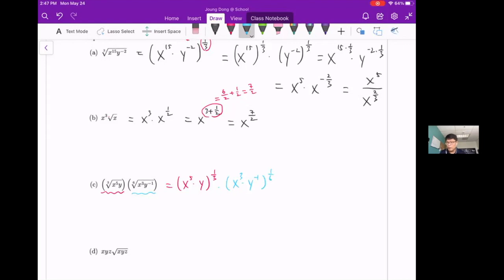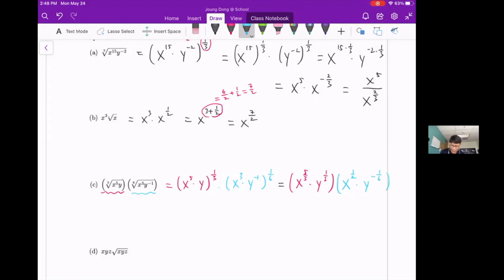And as we did in the previous problem, we're going to distribute the exponent because the inside of the parentheses is product form, okay? So for the first one, let me keep using the red one. It is x to the 5 times 1/3, which is 5 over 3. And the second term, y to the 1 times 1/3, which is y to the 1/3. That's it. For the second parenthesis, x to the 3 times 1/6, which is 1/2, right? And y to the minus 1 times 1/6, which is y to the minus 1/6. Are you with me so far?